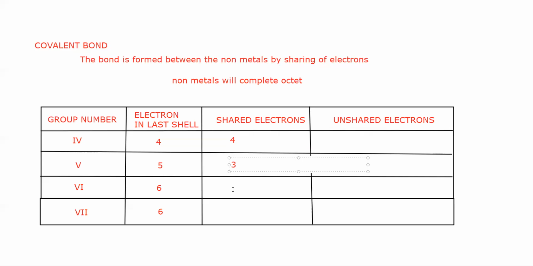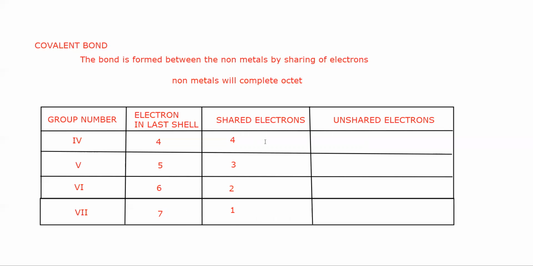If group 6 is there, how many electrons will it share to complete the octet? It will share 2 electrons to complete the octet. And the last one, it's 7. So it will share one electron to complete the octet. So the term octet means to have 8 electrons in the outermost shell. 4 are already there, so it will share 4.